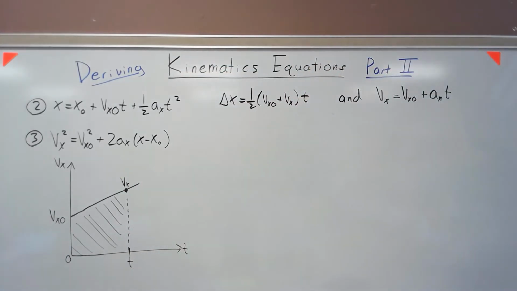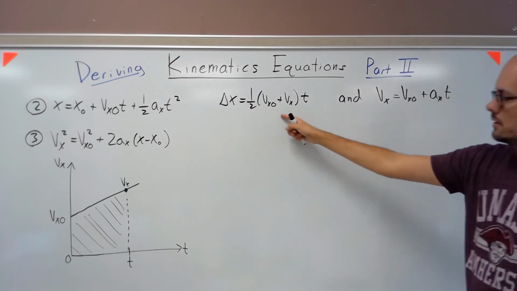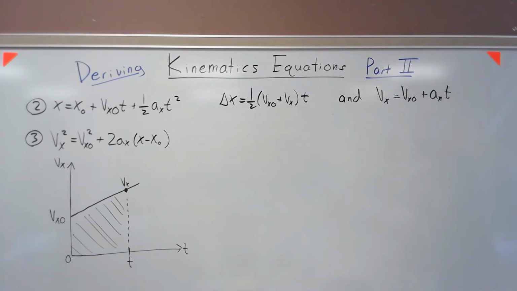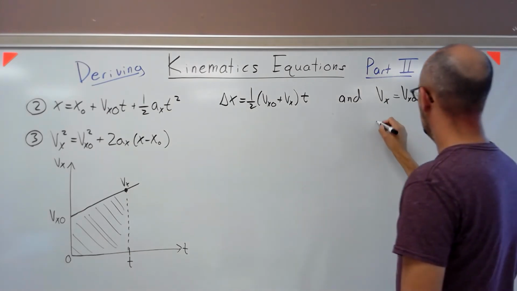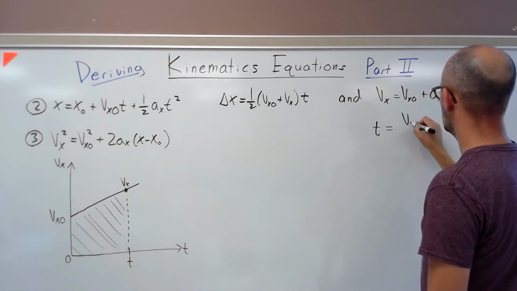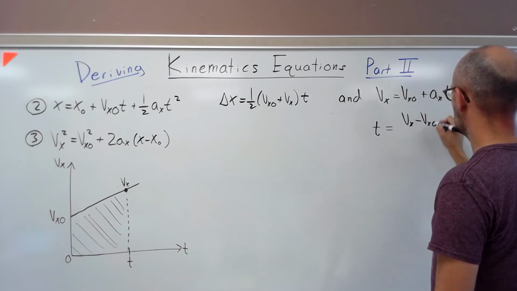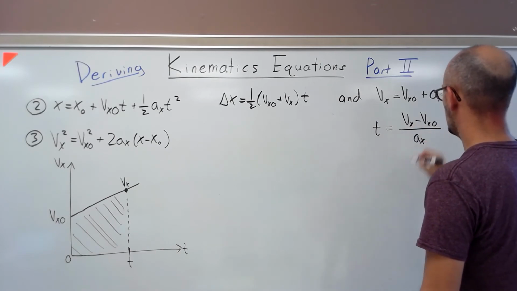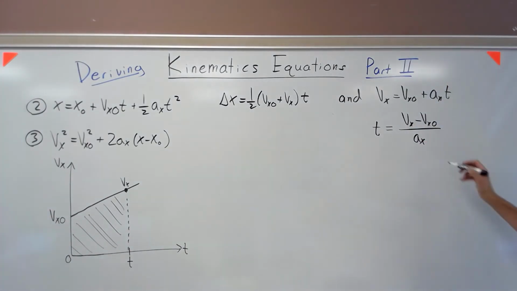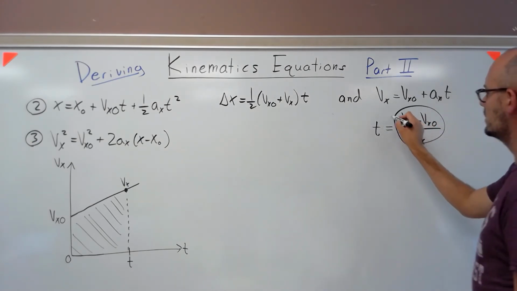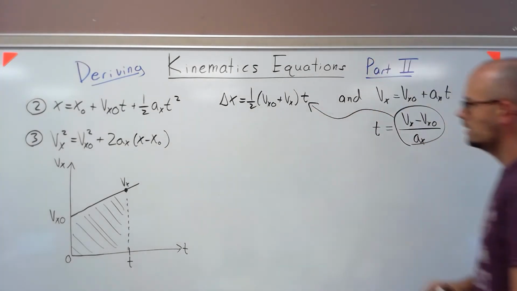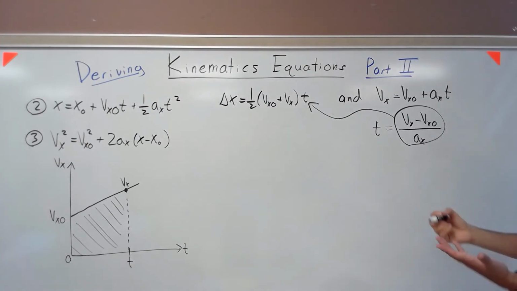And so I can substitute this equation into this equation. The third equation doesn't have time. So the idea is I want to solve this equation for time. And what I get is Vx minus Vx naught over Ax. So I now take this quantity, substitute it in for time, and rearrange it to find that it's the third equation.